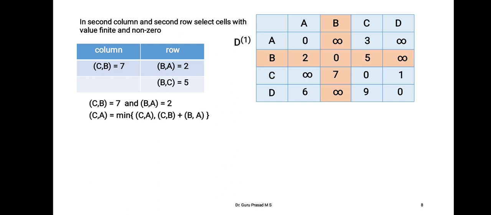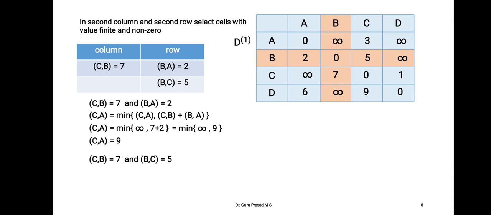Okay, select the column value and the first row value: cb equal to 7 and ba equal to 2. Find the distance for c comma a equal to minimum of c comma a, comma c comma b plus b comma a. Observe the matrix: c to a value is infinity, cb value is 7, plus ba value 2, 7 plus 2 is 9. Minimum of infinity comma 9, so the minimum value is 9.